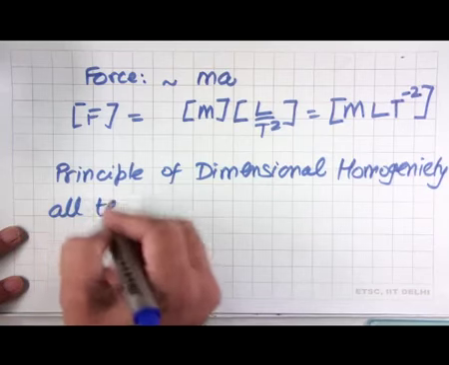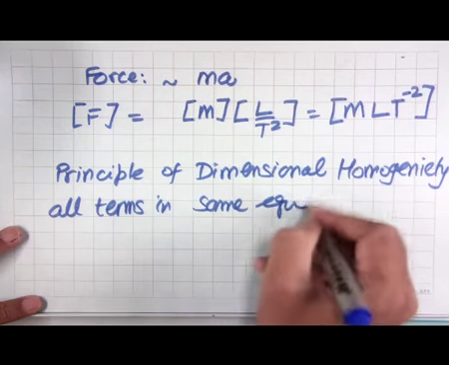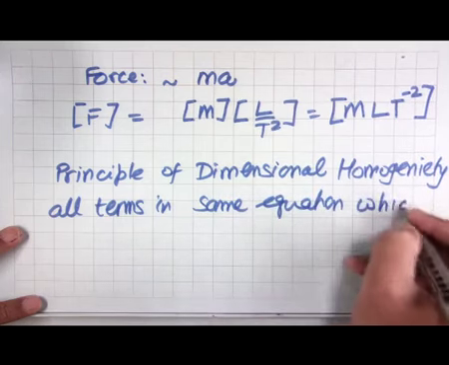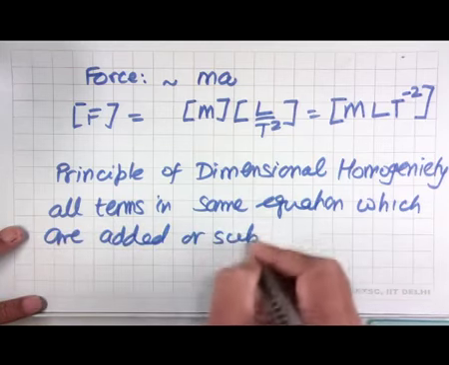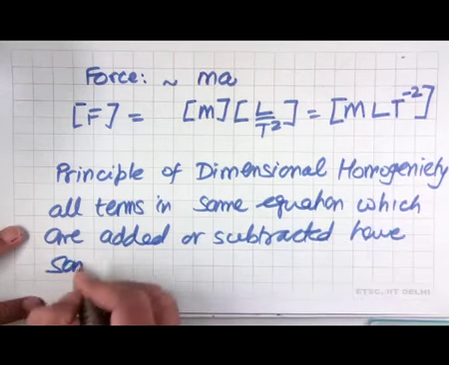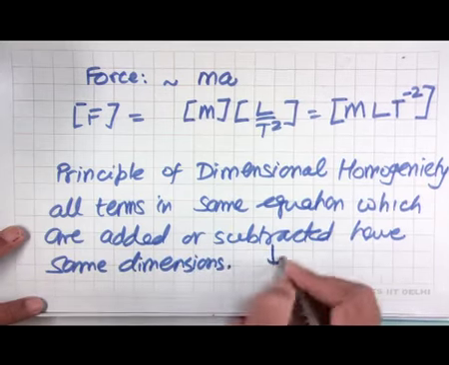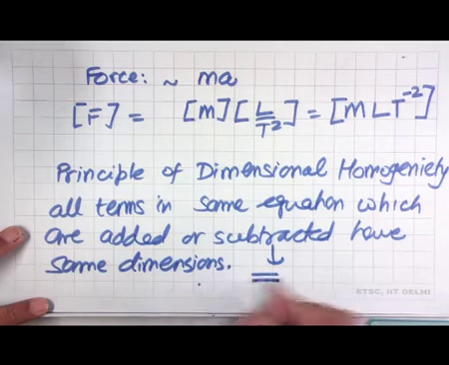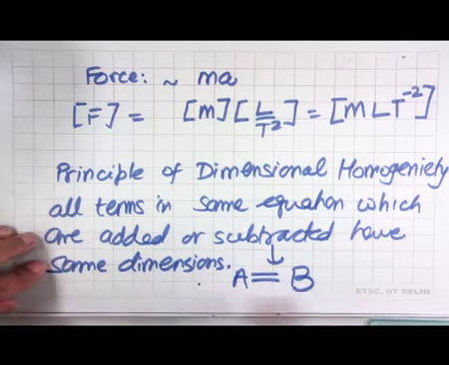All terms in the same equation which are added or subtracted have the same dimensions. And when I say added or subtracted, this also leads to things like A is equal to B, because this can be seen as A minus B is equal to 0. So, therefore, both A and B have to have the same dimensions in an equation.